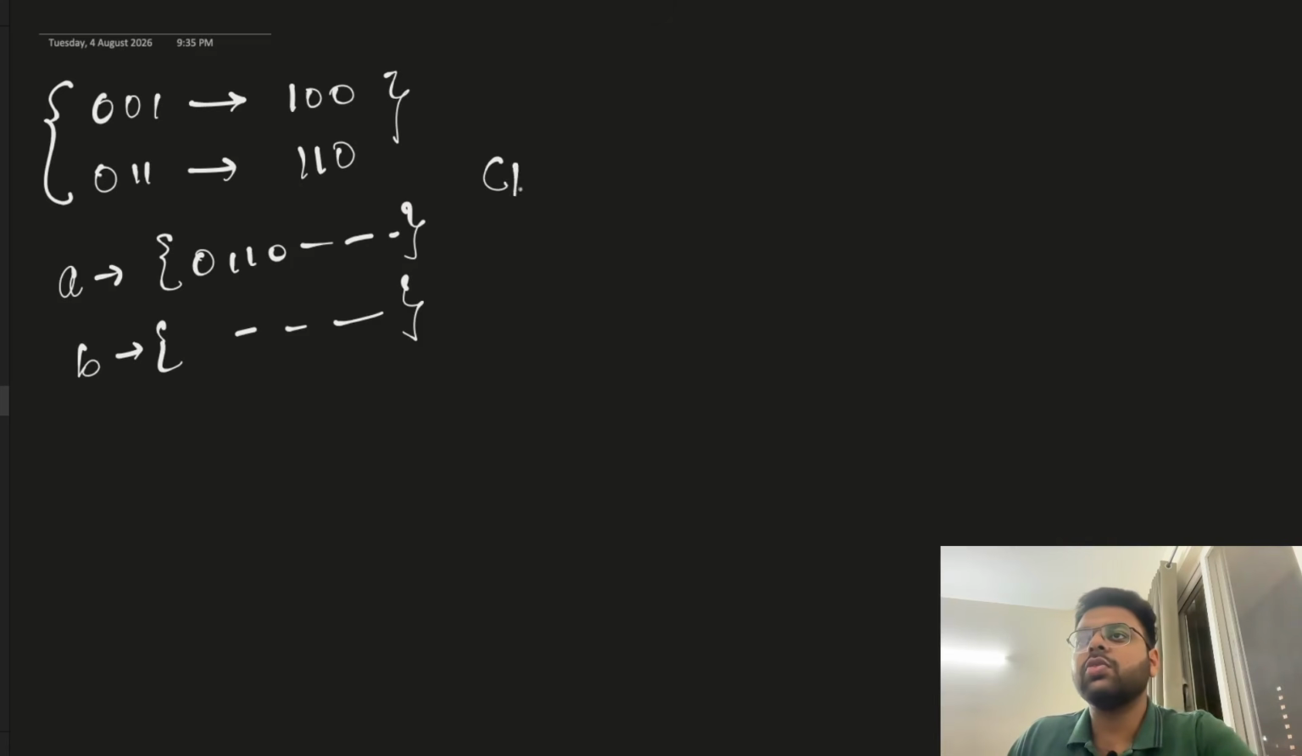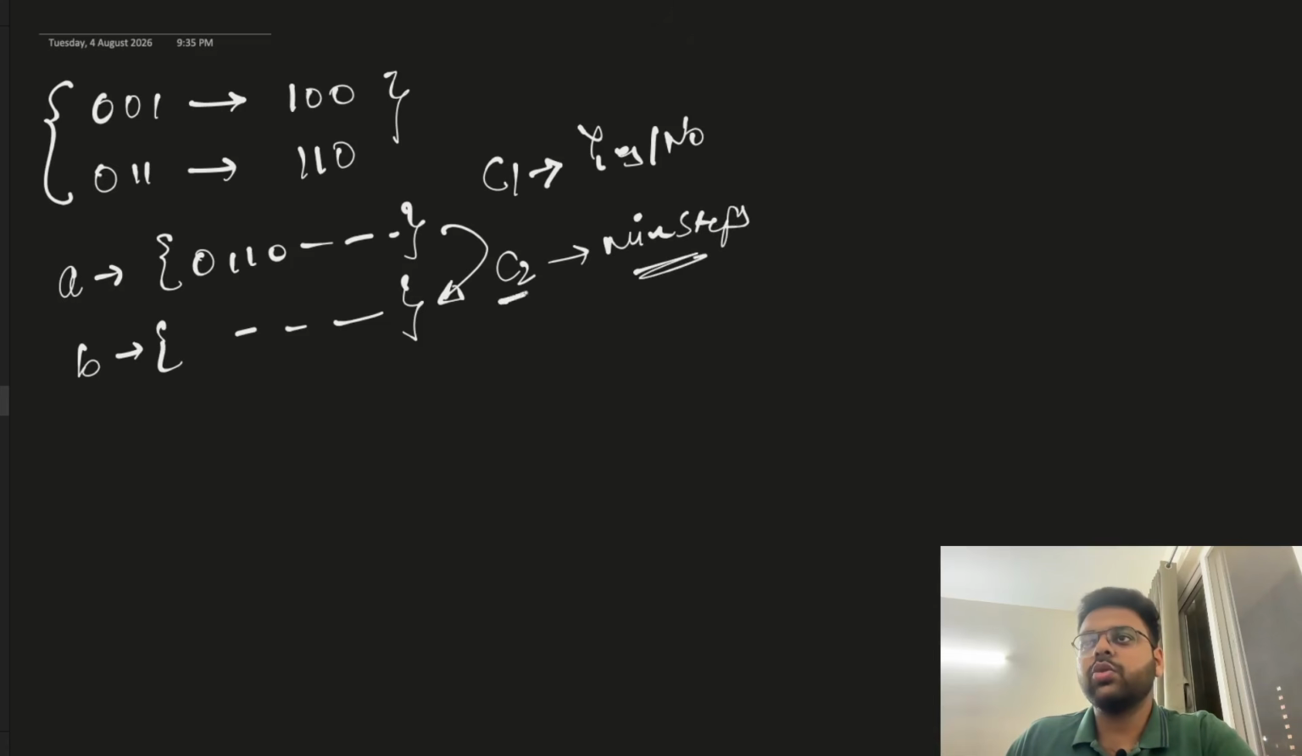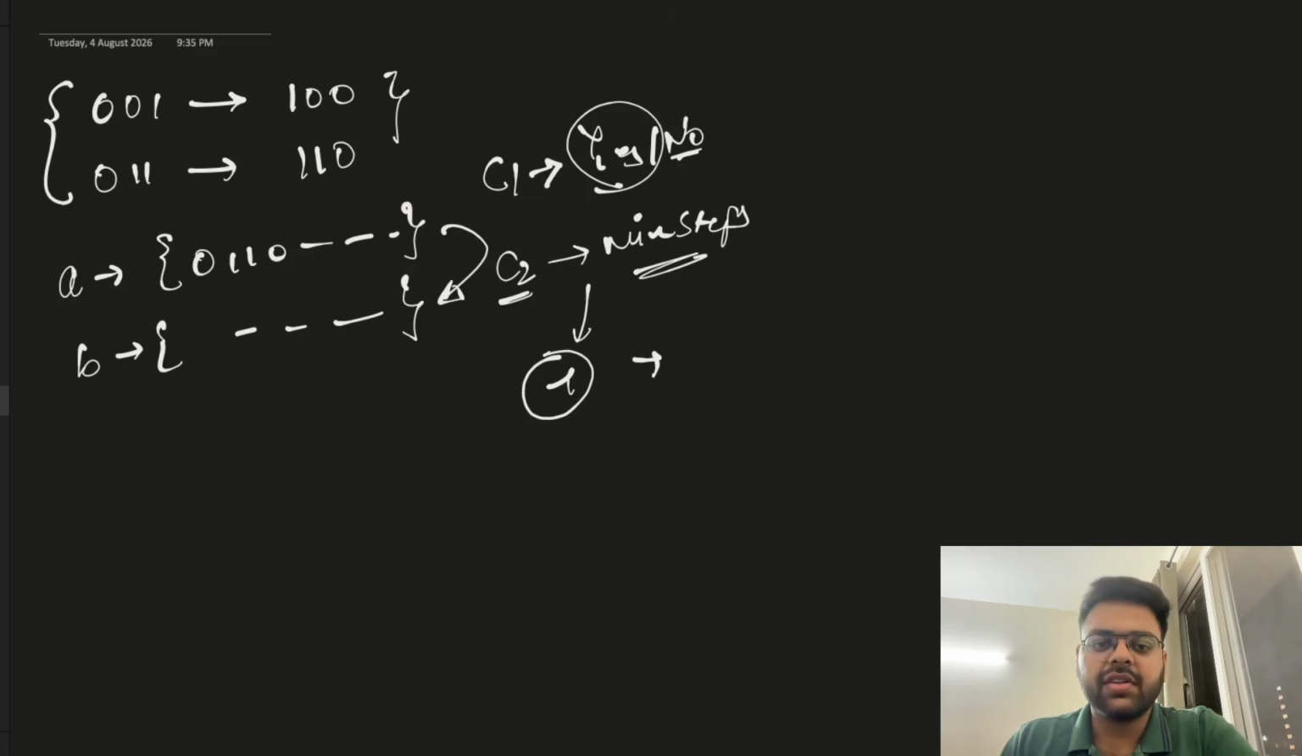Like in C1 you need to tell whether we could make a into b, like a yes or a no, and in C2 you have to tell the minimum steps. Okay, so from C2 only you can say if the C2 answer is -1, your answer would be no. If there would be some steps, your answer would be yes. Okay, so we'll be discussing C2 only.